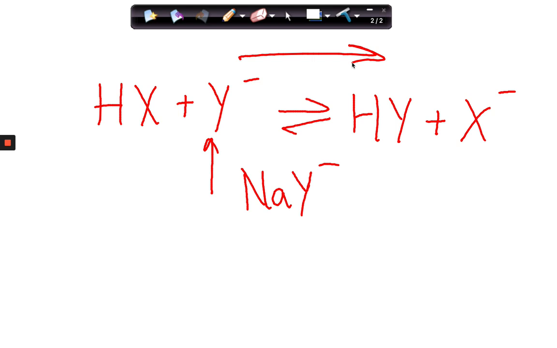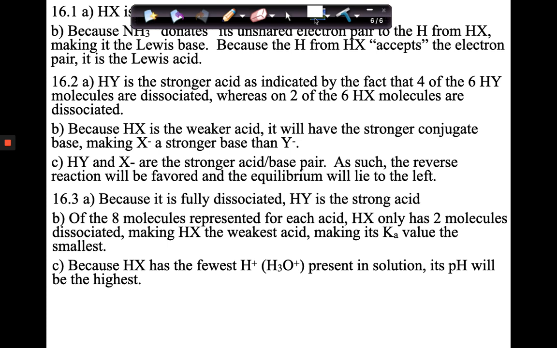Is the answer wrong? No. Maybe I'm missing something, but it says our stronger acid-base pair as such. No, that's not it, it's this one, right? No, that's not right. That's wrong. It'll shift the equilibrium to the left because we're adding.